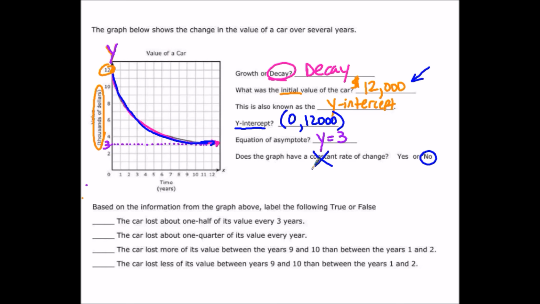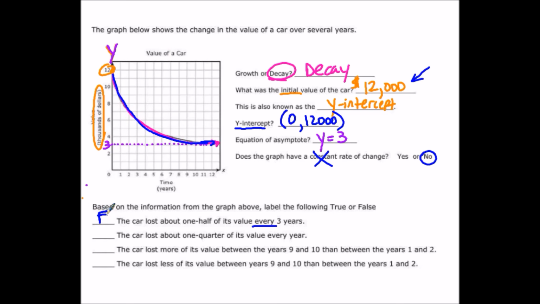Based on the information from the graph above, label the following true or false. So let's see. The car lost about 1/2 of its value every 3 years. Every means constant. We already said this isn't constant, so it did not lose 1/2 of its value every 3 years. So that's definitely false.